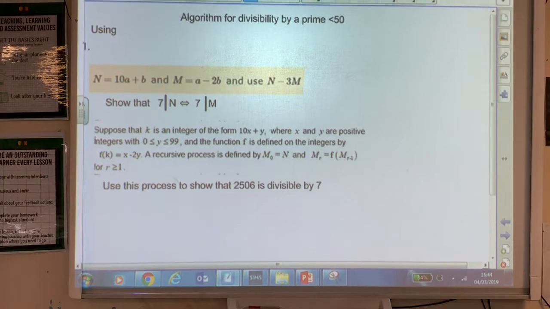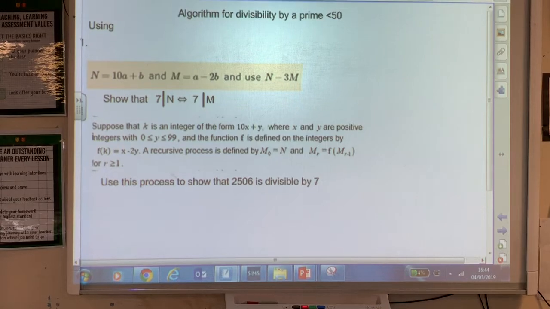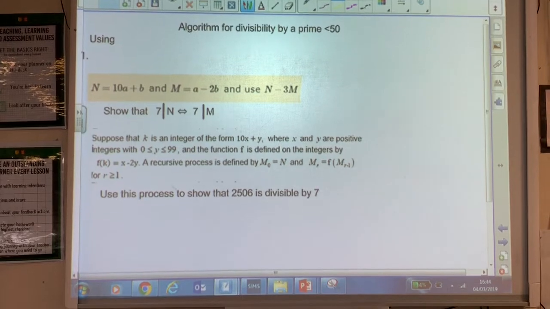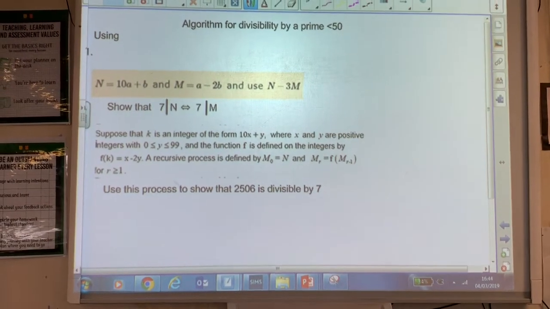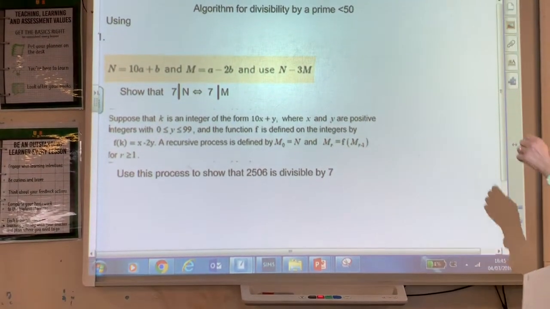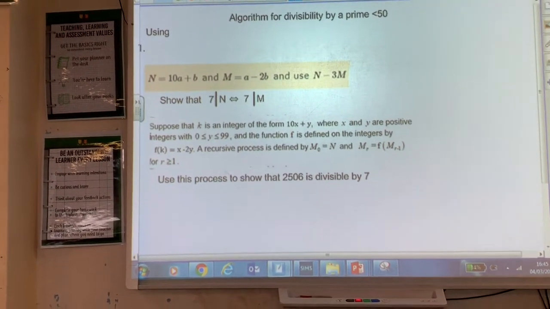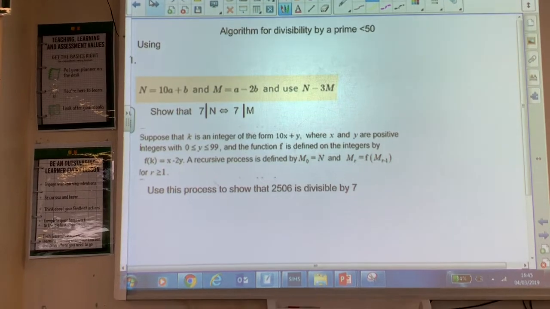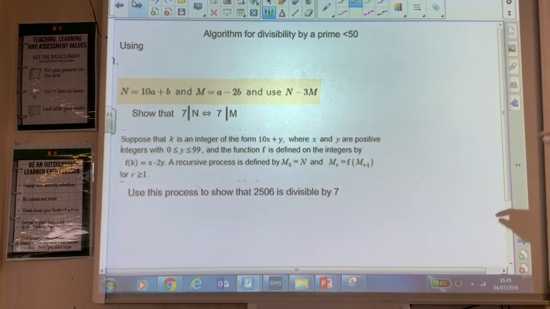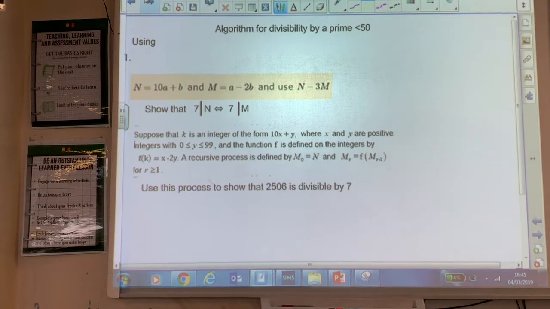So in this first question, they're telling you how to break it up. Capital N is 10a plus b and capital M is a minus 2b, and they give you the suggestion to use n take away 3m, to first of all show that n is divisible by 7 if and only if m is divisible by 7. That's really similar to what we were doing today. I'm going to quickly do that, and then show you how they extend it with this iteration in the second part.